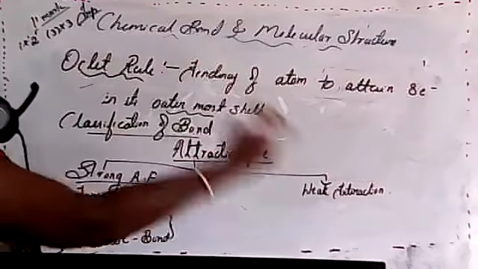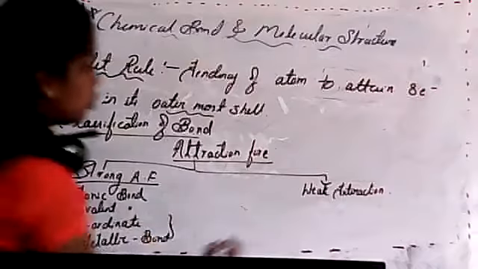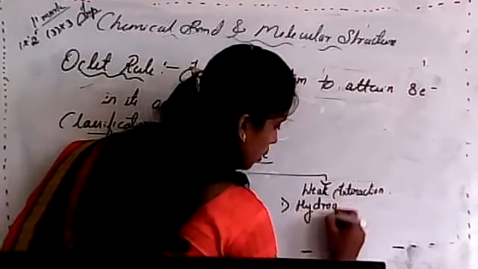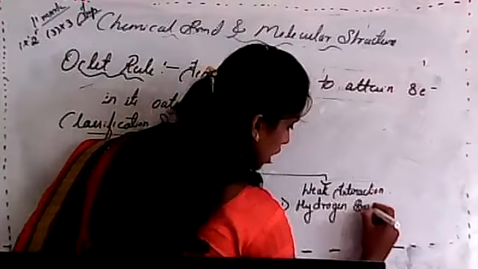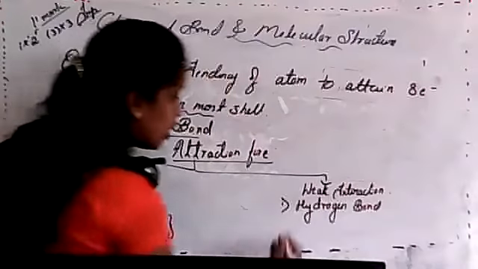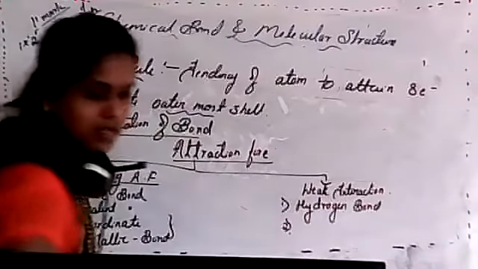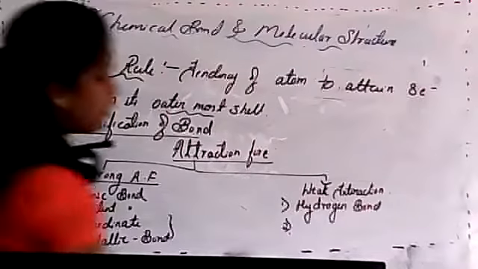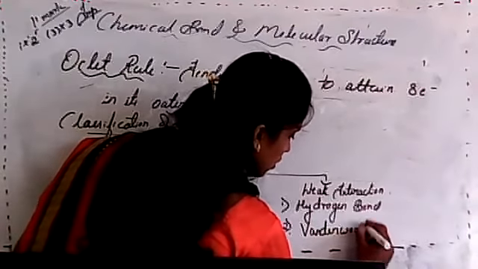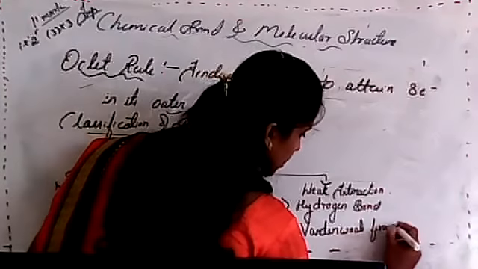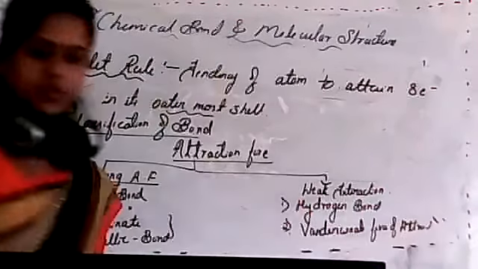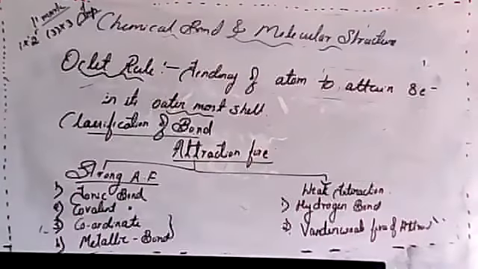In case of weak interaction, there will be two. First one is hydrogen bond. About this, we'll study in the next chapter, that is states of matter. The second one is van der Waals force of attraction. You have heard about this, isn't it? Weak force of attraction is known as van der Waals force of attraction.